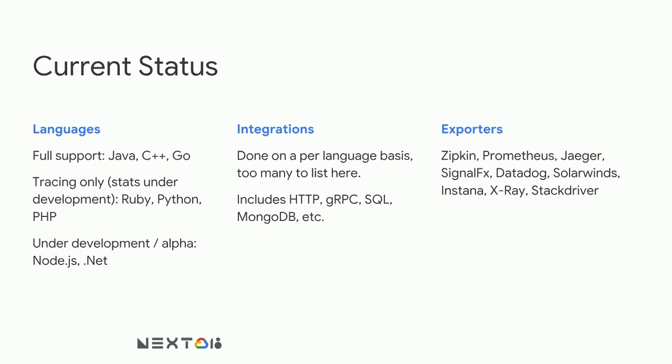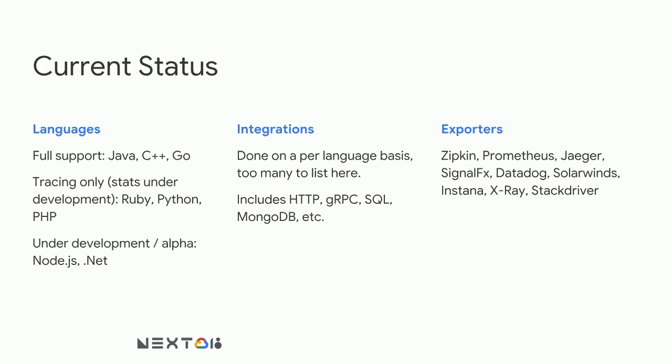We target our functionality on OpenCensus to always work for our two reference backends for tracing and metrics. So Zipkin and Prometheus support is always there and always guaranteed. We also support Jaeger, SignalFx, Datadog, SolarWinds, Instana, Amazon X-Ray, and of course Stackdriver. More and more backends are being added all the time.